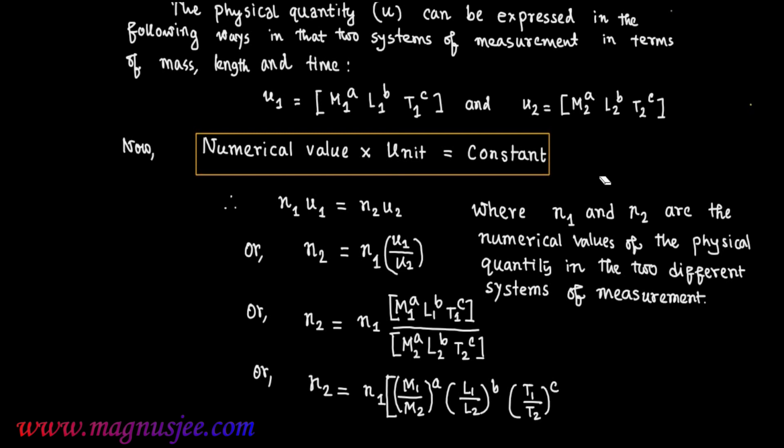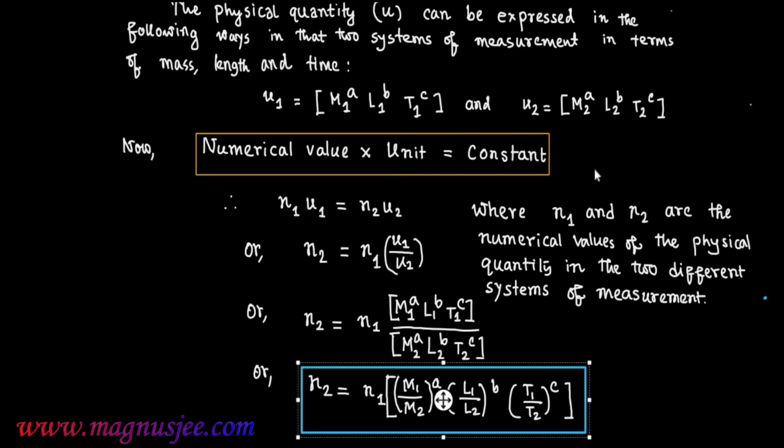So n2 is the numerical value of the physical quantity in the second system of measurement, and here n2 is equal to n1 M1 by M2 whole to the power a, L1 by L2 whole to the power b, and T1 by T2 whole to the power c.